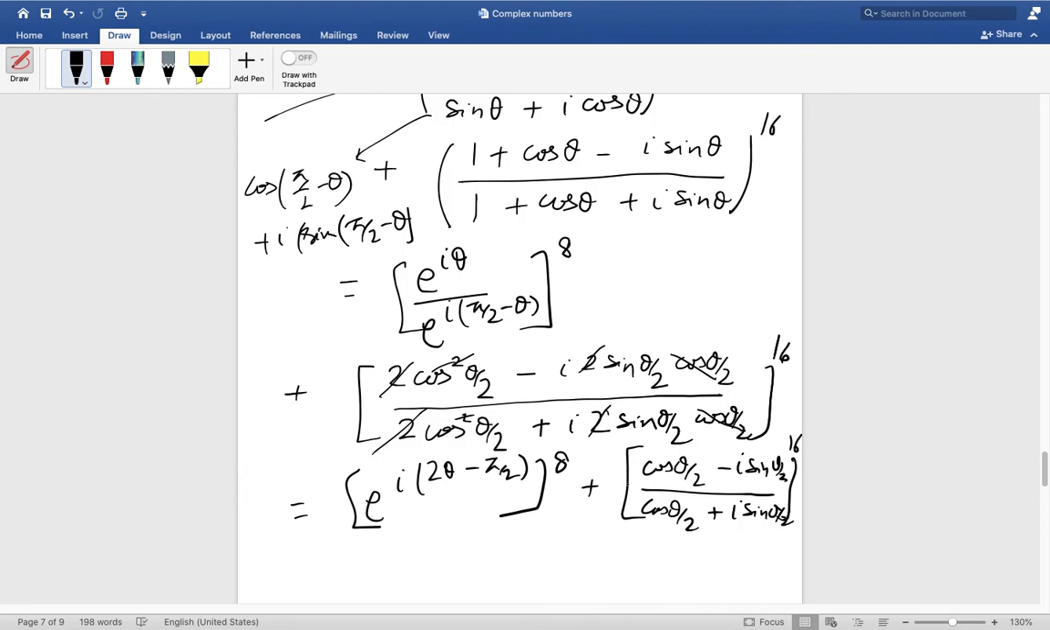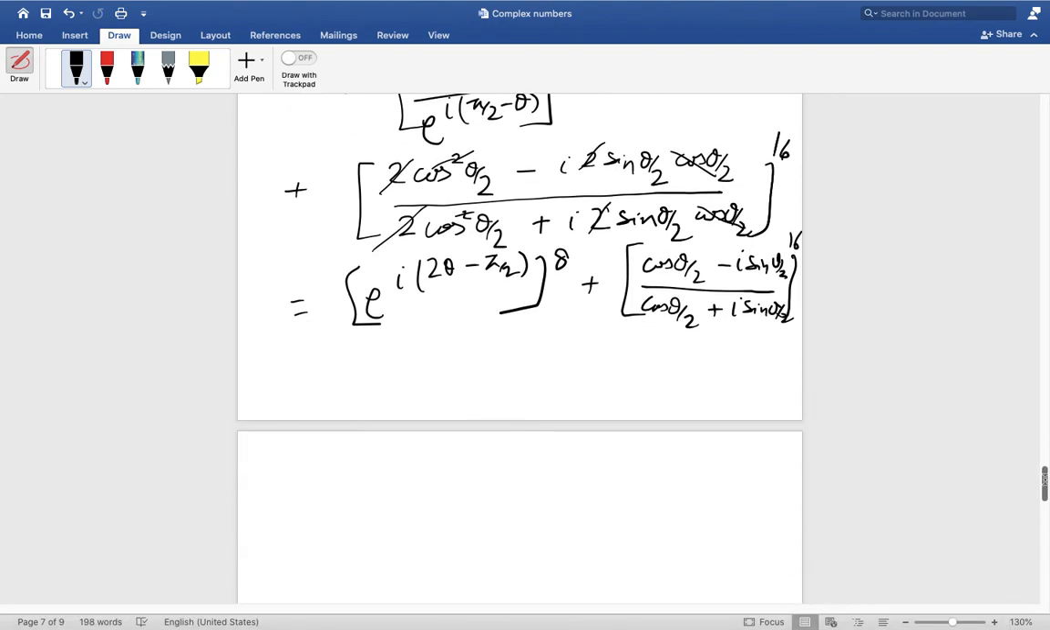Now I will open the power. So what will I get here? E to the power iota 2 into 8 is 16, pi by 2 into 8 is 4 pi. Easy. Plus cos theta by 2 minus iota sine theta by 2. This is what? E to the power iota minus theta by 2. This is simple. E to the power iota theta by 2. Very standard formula. Raised to the power 16.